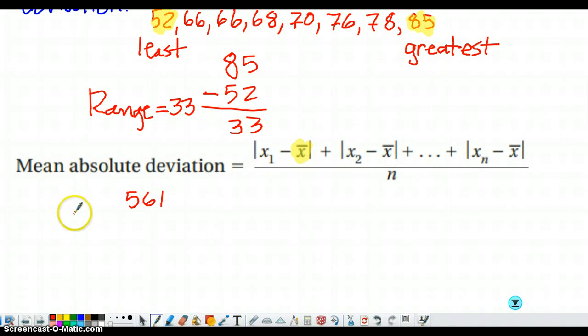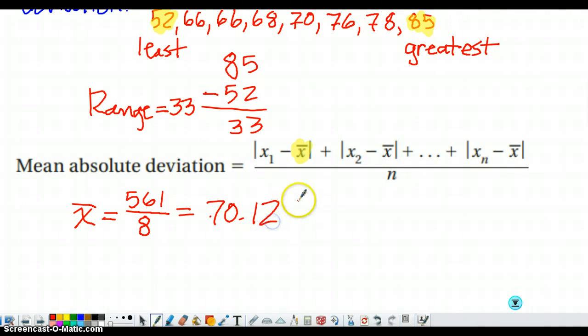And I guess we should say that we're calculating x bar. So x bar equals 561, and we're dividing that by the number we have, so 8. And that gives us a mean, or x bar, of 70.125. So teams in the Elite 8 round of the men's tournament averaged 70.125 points per game. So we now know our x bar.